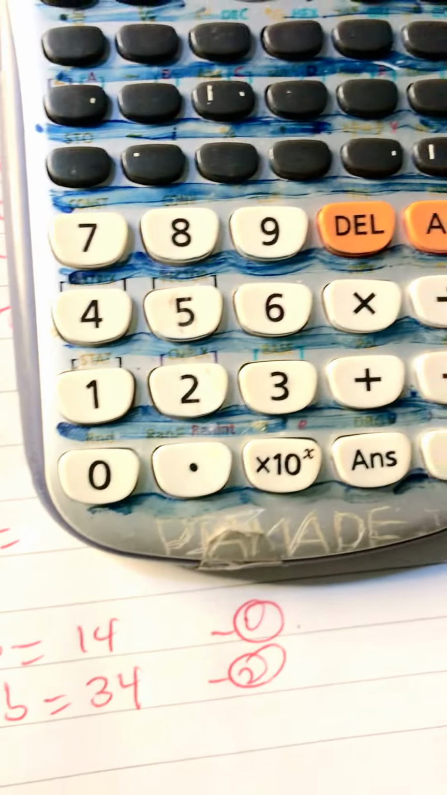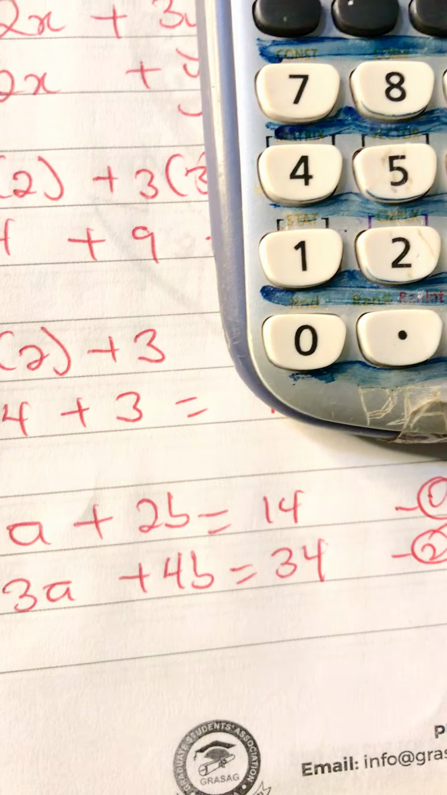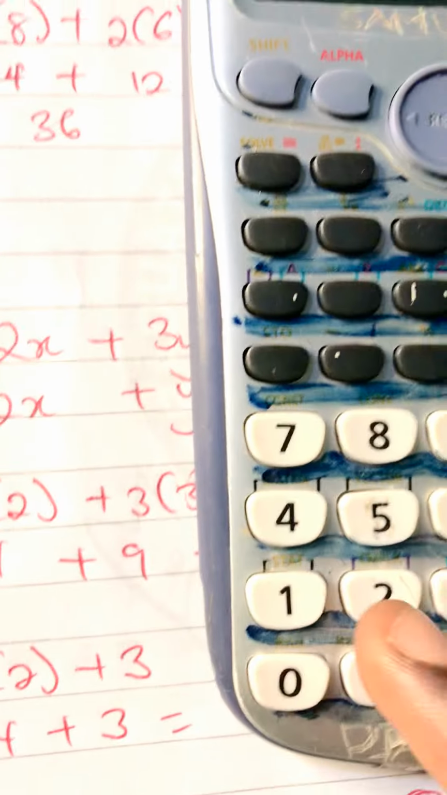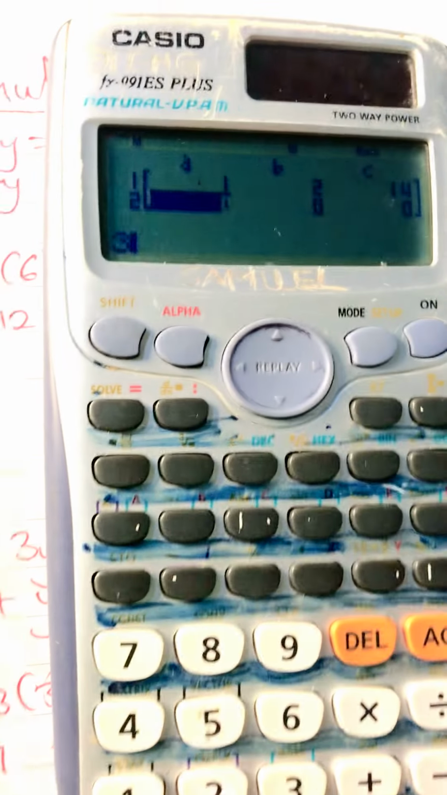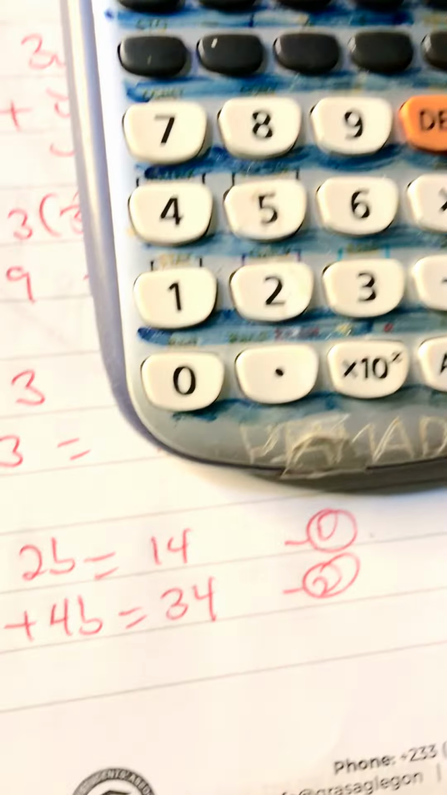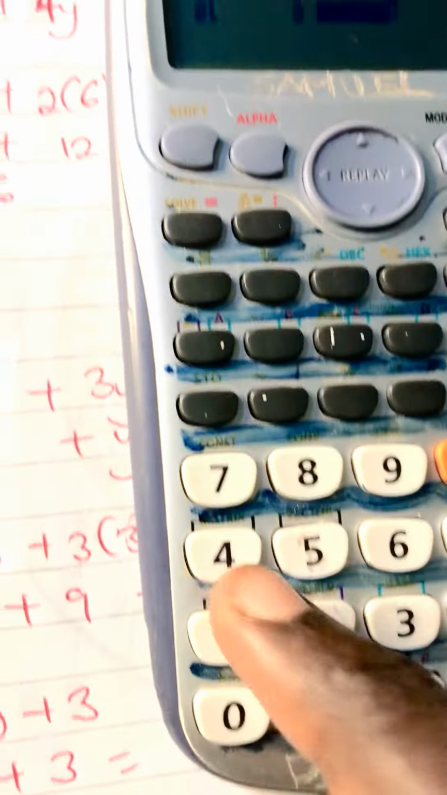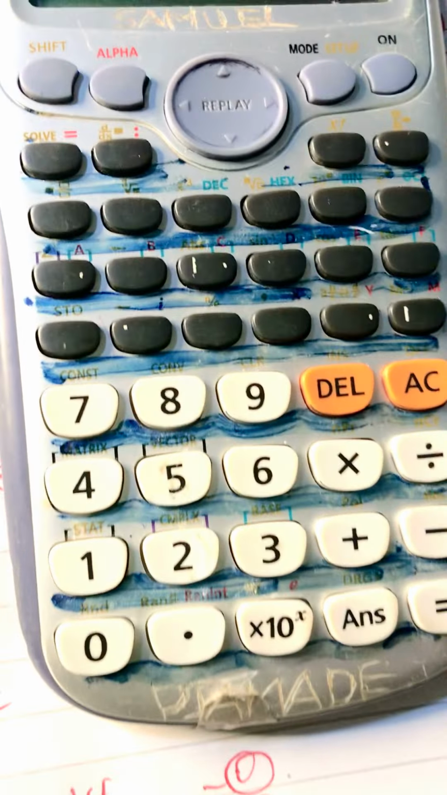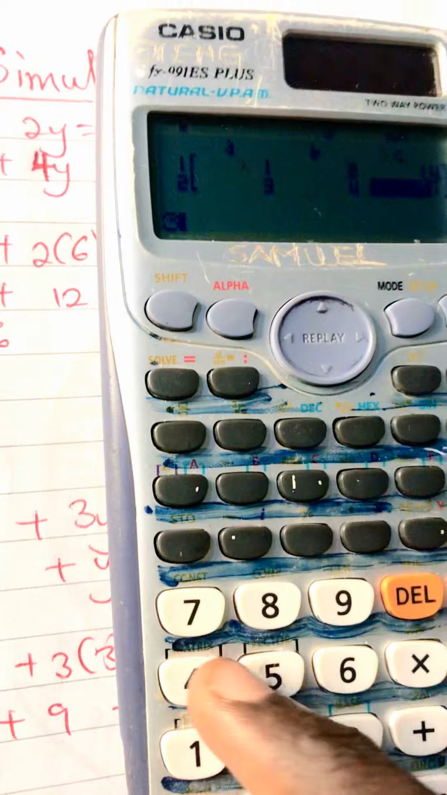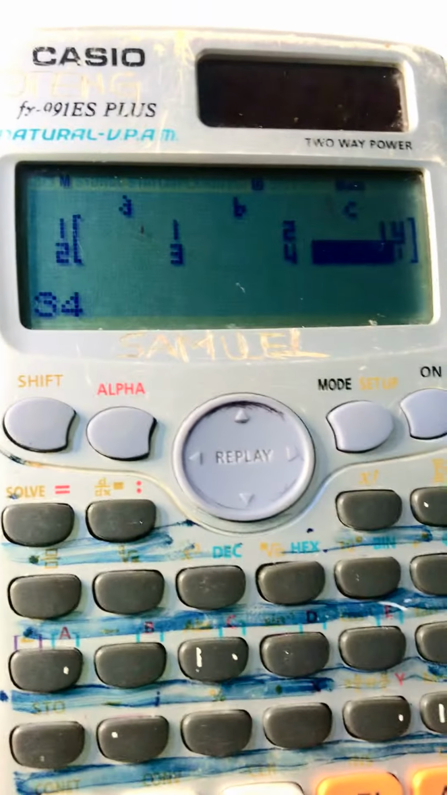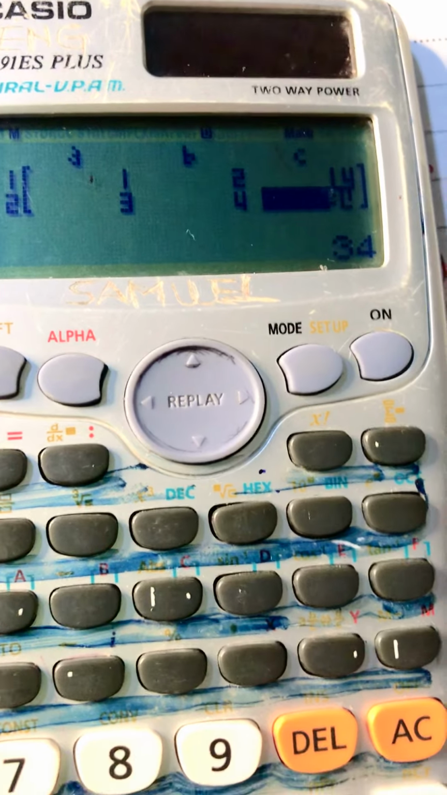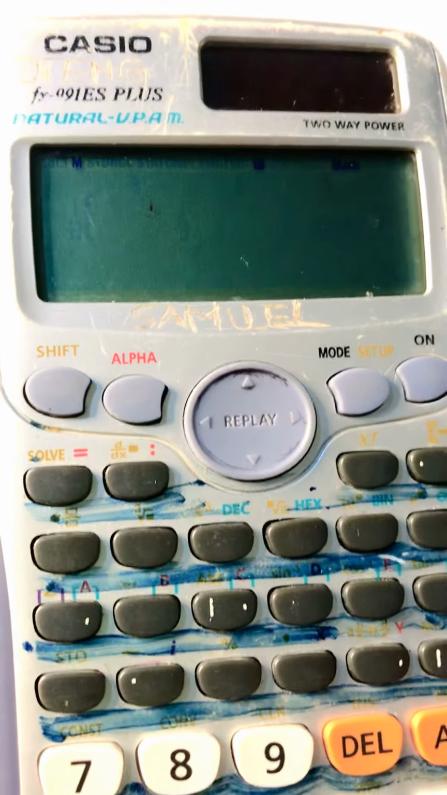That is what? 3a plus 4b equals 34. So the coefficient of a here is what? 3. Great. So 3 equals, coefficient of b is what? 4. 4 equals, coefficient of the c, the constant here is what? 34. Good. So you press on 34. Perfect. So you press on equal to, then to display the answer, you press on equal to sign again.